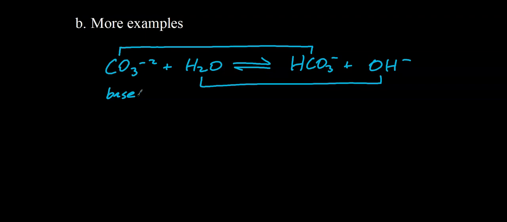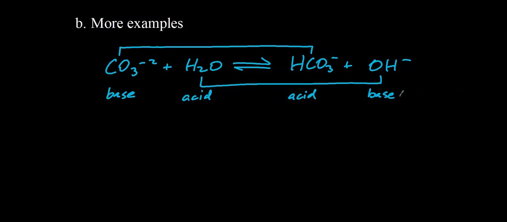Now, if CO3 -2 is a base, then its conjugate must be an acid. And we can see that in the reverse reaction, the HCO3 negative is donating a proton to OH minus, and because of that is turning into CO3 -2. Now, as I mentioned before, you cannot have something donating a proton without something else accepting a proton. So if CO3 -2 is acting as a base, then the H2O is an acid. It's a proton donor. And if H2O is an acid, then its conjugate is a base.